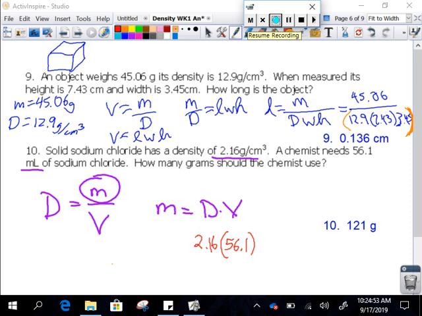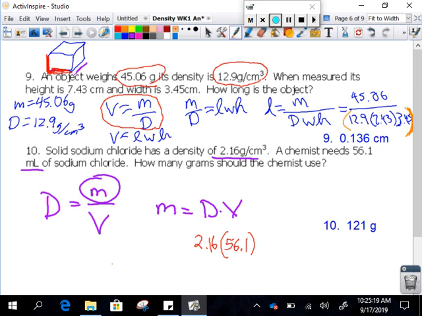Alright, number 9 is just about the hardest question on the entire worksheet. So we have a mass and we have a density. And with mass and density we can get the volume. And so that's where you should start. But if you keep reading, you see that it gives you the height and it gives you the width of the object, but it does not give you the mystery length, or how long it is.